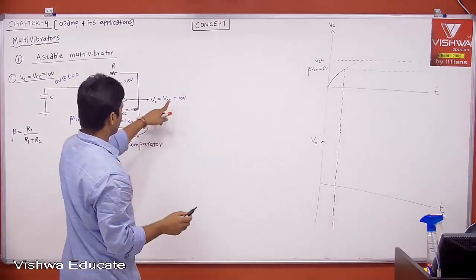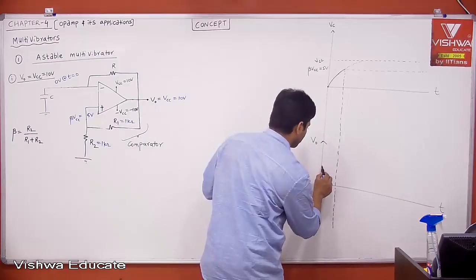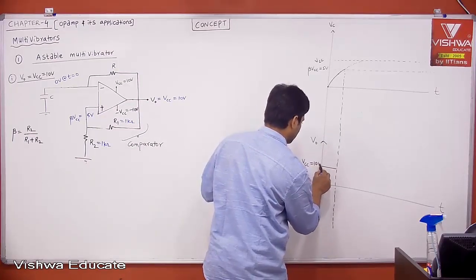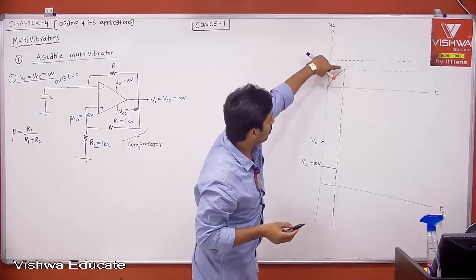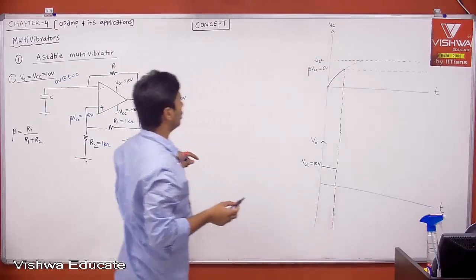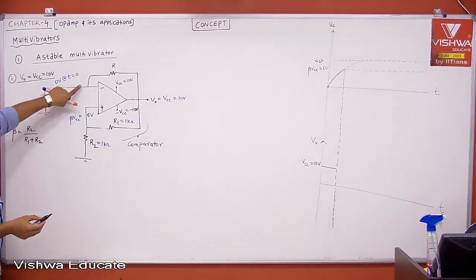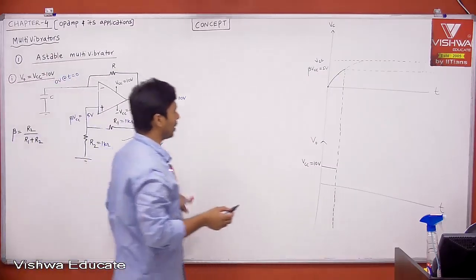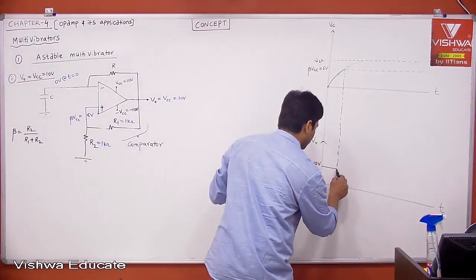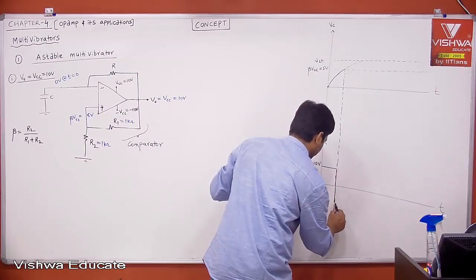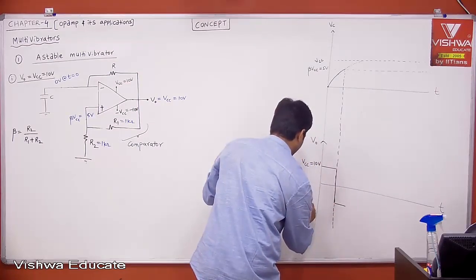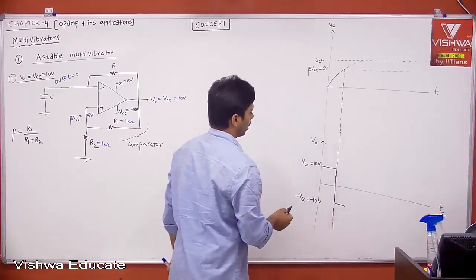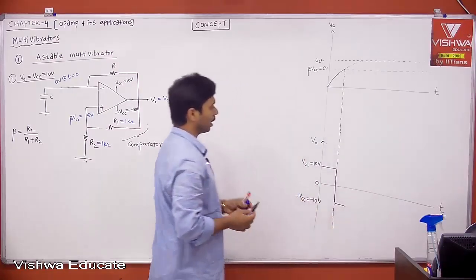Then what is your output? Output is 10 or VCC. Once the capacitor voltage crosses beta VCC, which is 5, then the inverting input is more, and the output will switch from plus 10 to minus 10. Therefore, it will become minus VCC, which is nothing but minus 10 volts. And this is 0.